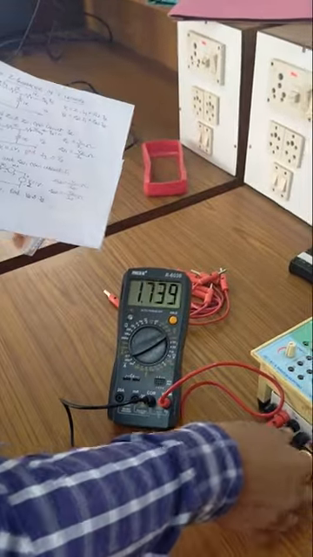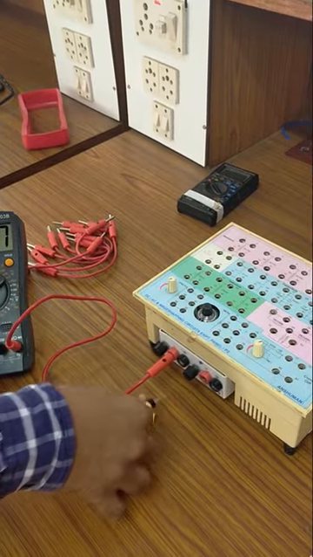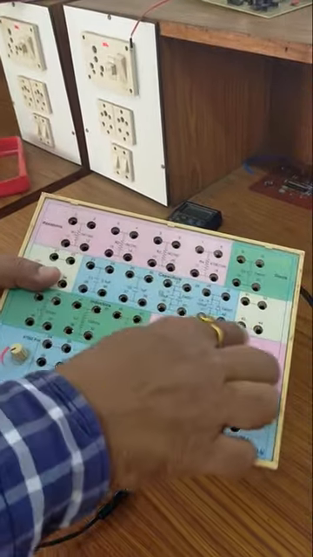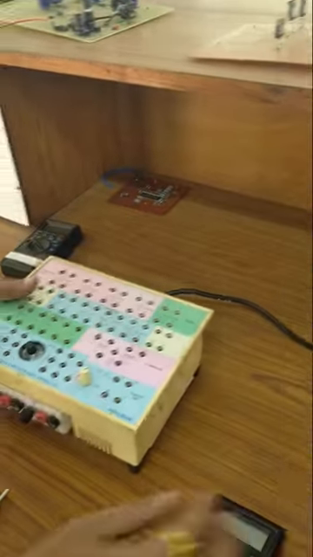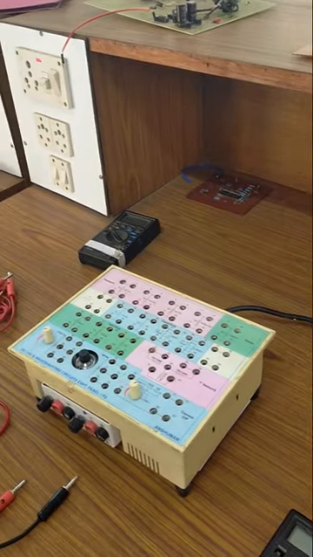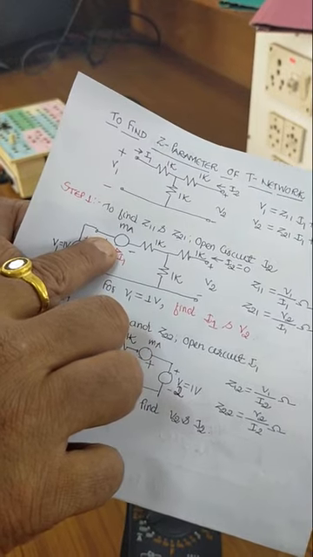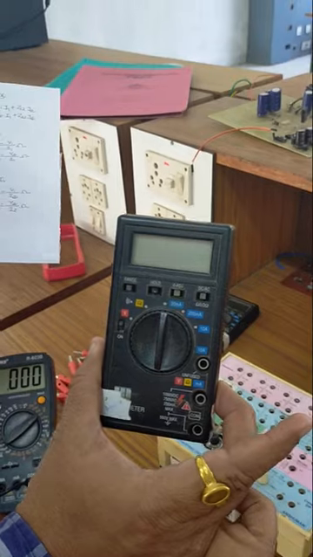How to make the connection? First, we will remove this one. Now listen, we are going to use this particular T network. This is the T network, and we have to find the open circuit parameters for it. First, the positive end is connected to the multimeter. This is the multimeter we are using.